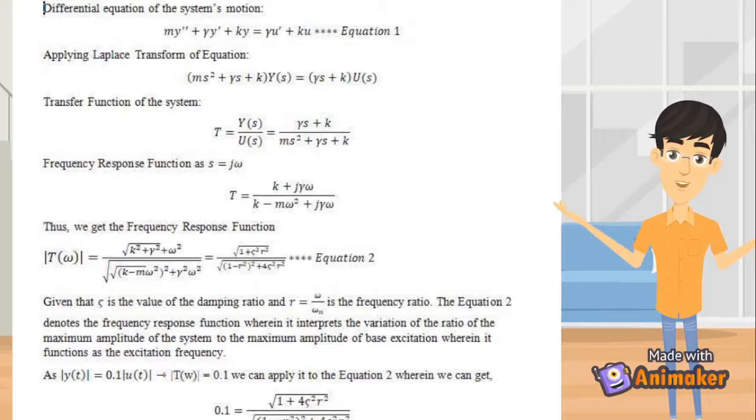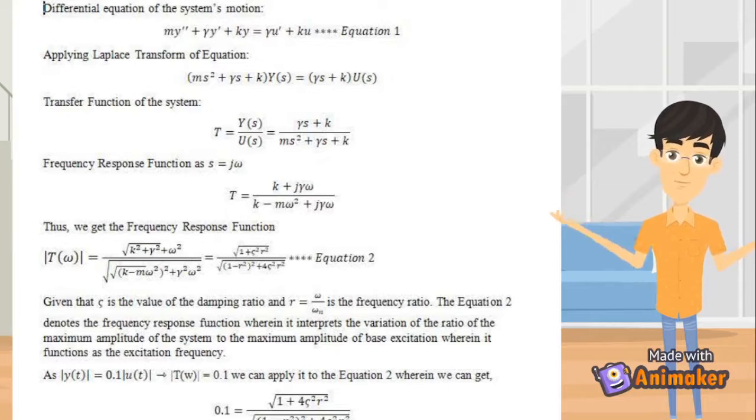Frequency response function: as s is equal to j omega, we can replace it in the equation of the transfer function of the system. Then we get T is equal to (k plus j gamma omega) over (k minus m omega squared plus j gamma omega). Thus, we get the frequency response function as seen in equation 2.